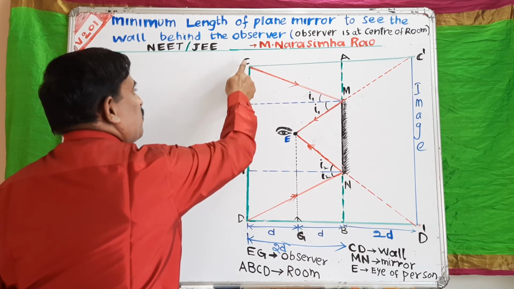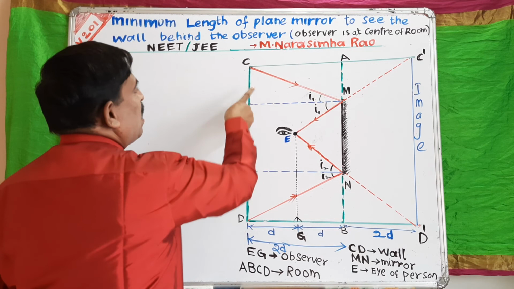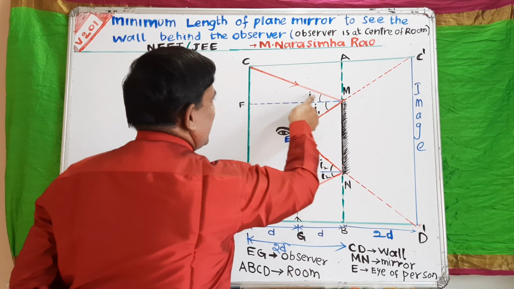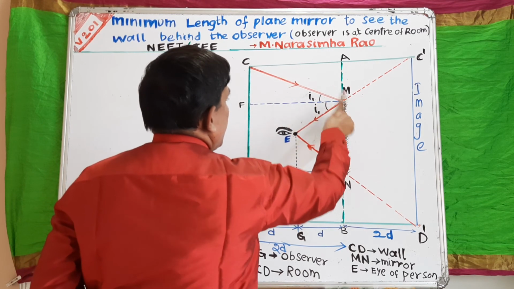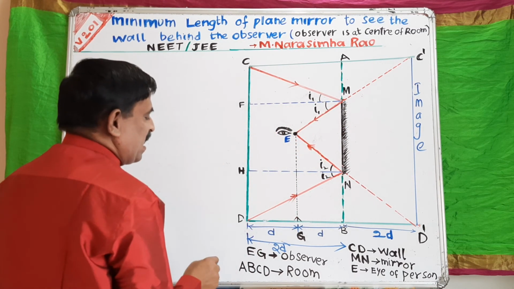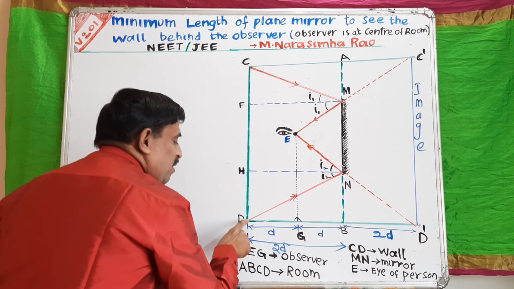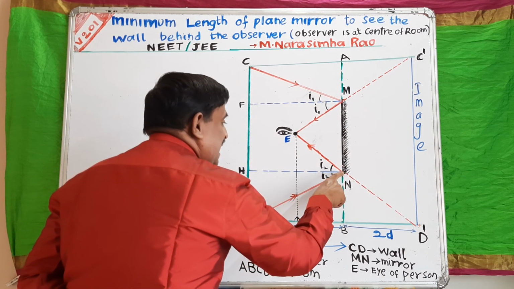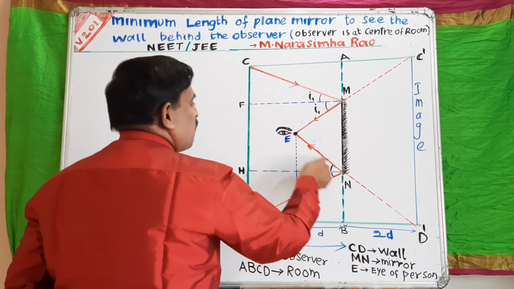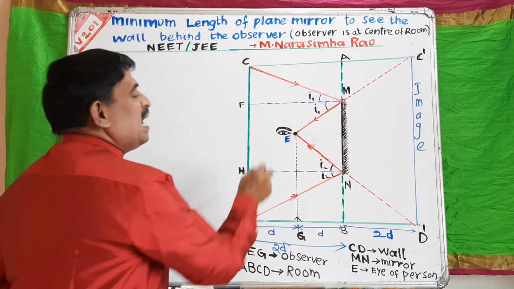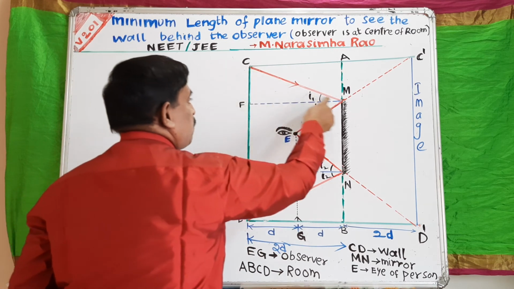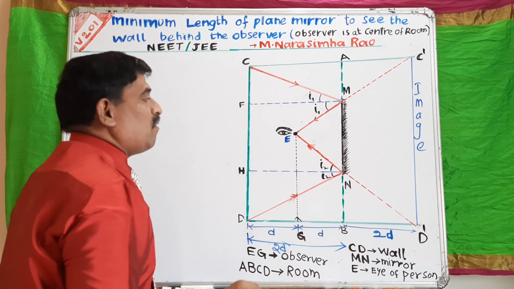From the top surface of the wall, CD represents the wall, a light ray is coming. That light ray is incident on the plane mirror at the point M. Immediately reflection of light takes place. The reflected light ray enters the eye. Another light ray which is coming from the bottom of the wall is incident on the plane mirror, immediately reflection of light takes place. That reflected light ray enters the eye. This person EF is the observer. This observer is observing the top surface of the wall and the bottom surface of the wall.